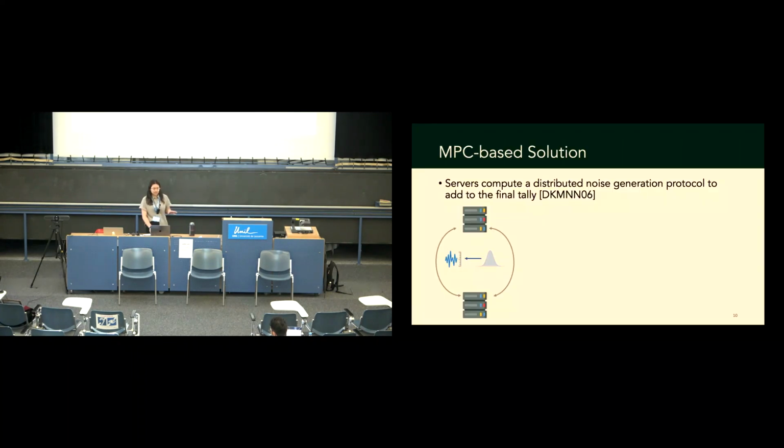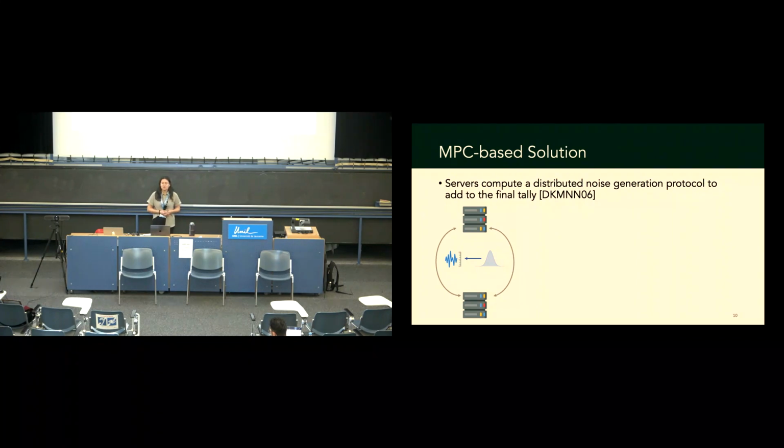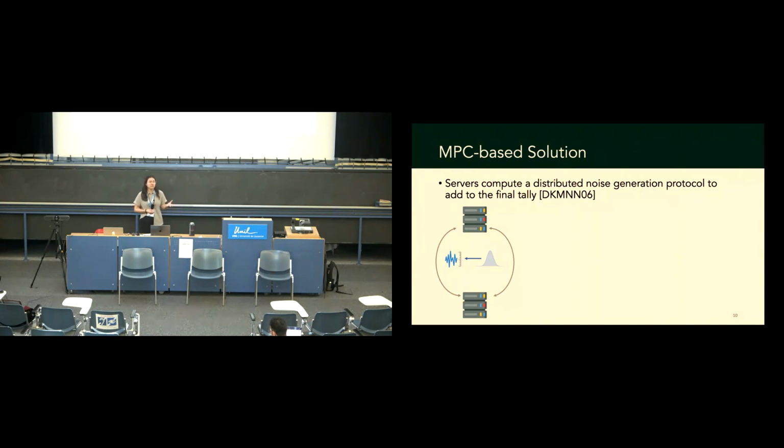And so there are two baseline solutions for doing this that we'll compare against. The first is an MPC-based approach where servers compute a distributed noise generation protocol. So they'll collectively perform this protocol to sample some noise value and add this to the final result. This is high utility. It's in this central model of DP where you're not adding too much noise to the output. But it does impose this additional computational overhead for the servers.